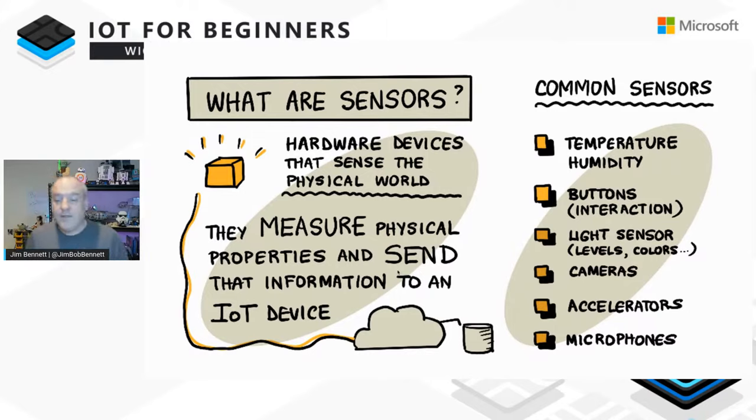Cameras are sensors. They sense light levels around the world, but they capture it in the form of a picture. Accelerometers, how things are moving, the distance they're moving. Microphones detect sound. All these are fairly common sensors. And actually, if you think about your mobile phone, which is really an IoT device, it'll have a lot of these sensors built in. Maybe not temperature and humidity, but it'll have buttons, have a light sensor that turns the screen off when you hold the phone to your ear. It's got a camera, it's got accelerometers, it's got a microphone. It's just a whole lot of sensors built into things like a phone. But these sensors are kind of everywhere, and they all do the same thing in that they convert a physical property into an electrical signal.